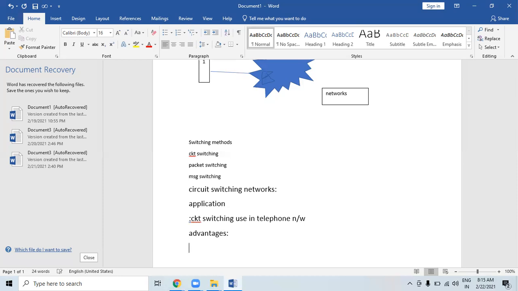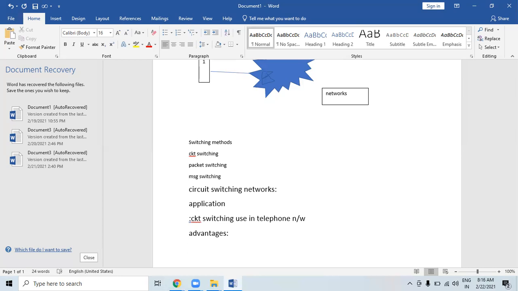Advantages. The major advantage of circuit switching is that the dedicated transmission channel that the computer establishes provides a guaranteed data rate. Because of the dedicated path, there is no delay in the data flow.